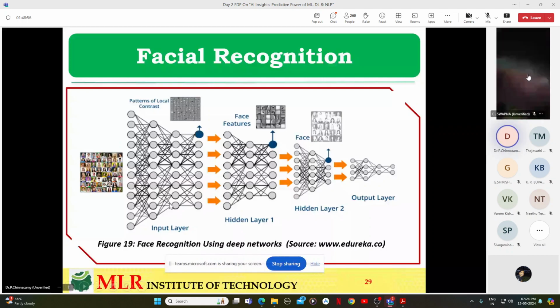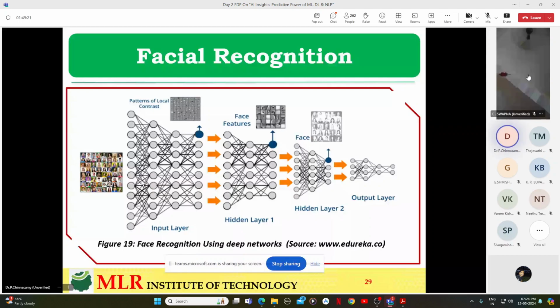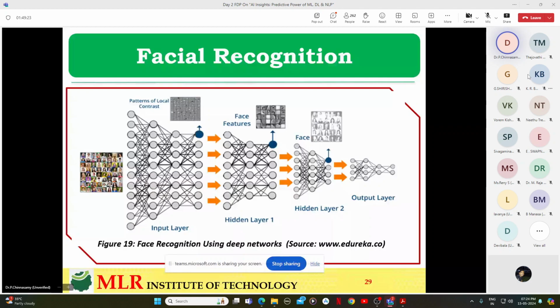From the input layers, it is going to extract the features automatically in terms of patterns. In the patterns, maybe the nose, ears, chin, side pose of a person. Many things will be processed in the input layers. Again, from that input layer, we are going to give input to the hidden layers of our deep learning model.